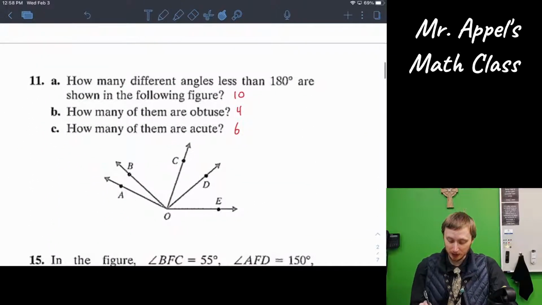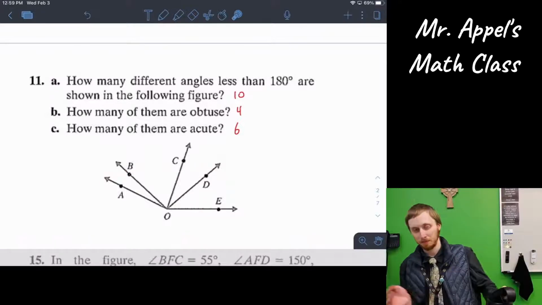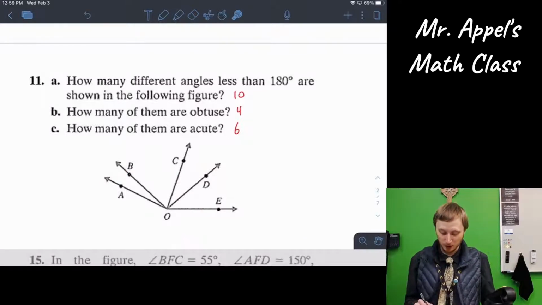Number 11, how many different angles less than 180 are shown? Oh, so we're not counting the reflex angles around the backside, right? There are a total of 10 possible combinations, and again, that's going with like AOB versus AOC versus BOC, right? All those. 10 of those total, 4 of them will be obtuse, and 6 of them will be acute.